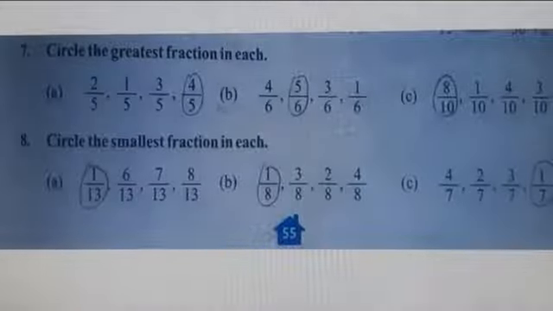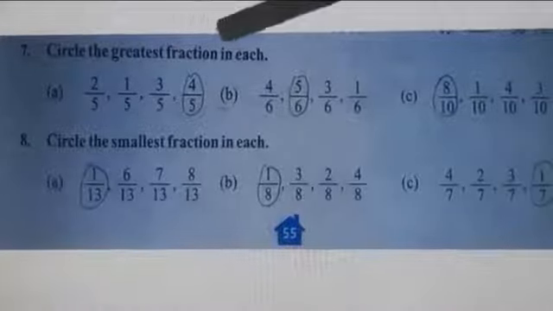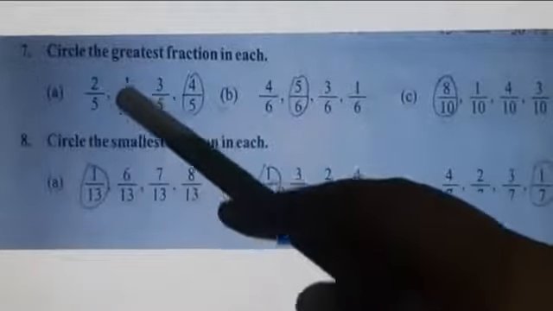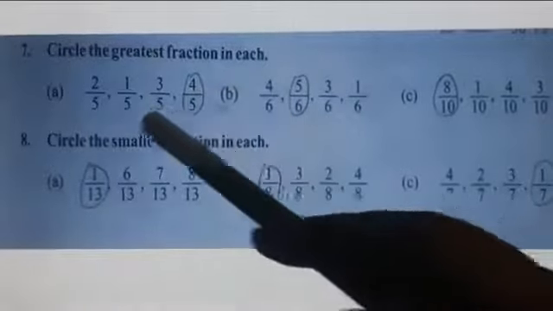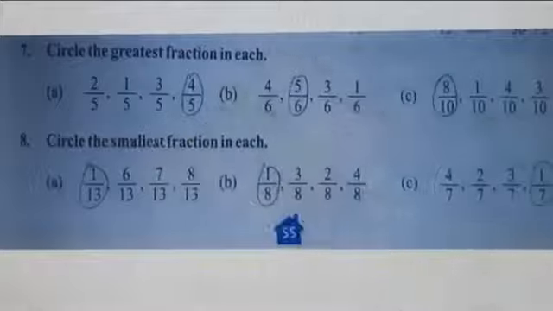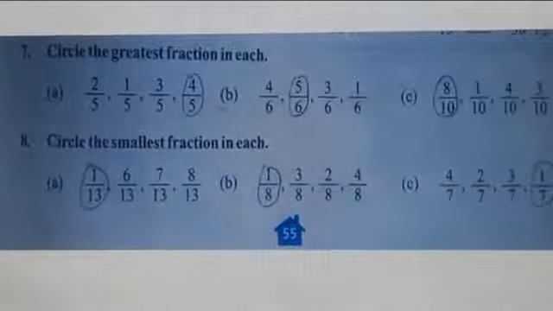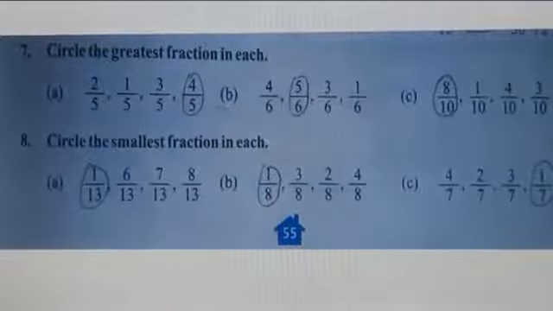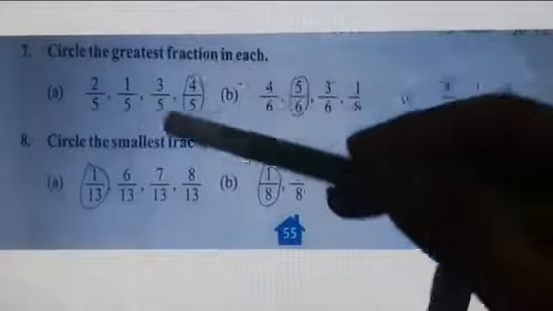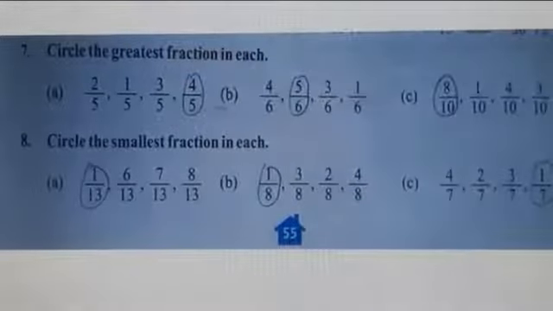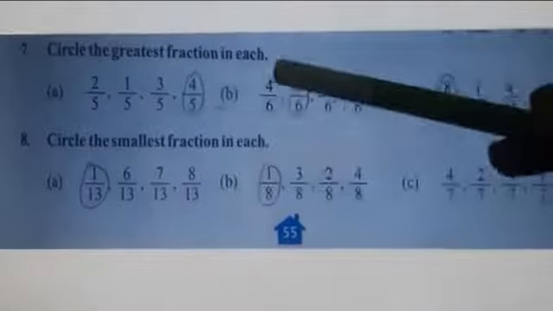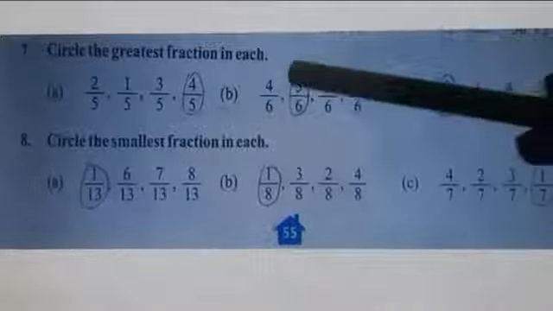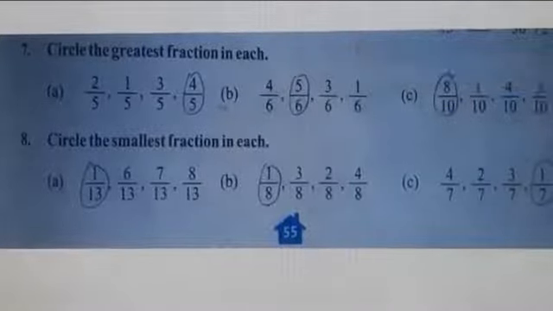Next is our question number 7. Circle the greatest fraction in each. A part, 2 upon 5, 1 upon 5, 3 upon 5, 4 upon 5. Denominators are same. Like fractions are given. So we have to check the numerator. The fraction whose numerator is greater will become the greatest fraction. So the greatest fraction will be 4 upon 5. B part, 4 upon 6, 5 upon 6, 3 upon 6, 1 upon 6. So the greatest fraction is 5 upon 6.